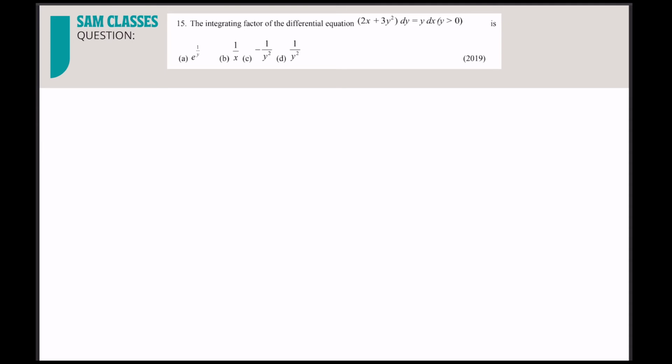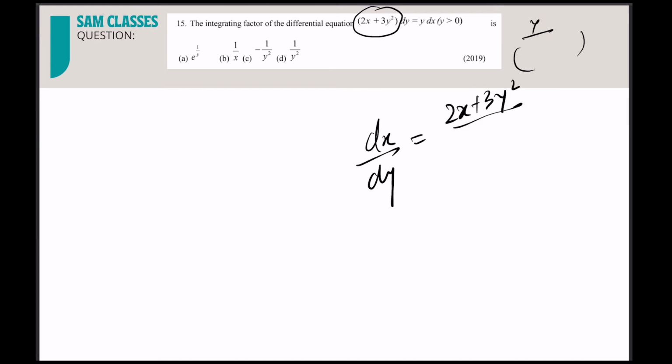The integrating factor of the differential equation. Now this, again, we need to arrange it a bit. Always the big term, we have to bring it on the numerator side. So we need to bring it in the form of dx by dy, because if I do dy by dx, I'll have y by this, so I won't be able to simplify anything. So dx by dy is 2x plus 3y square by y. The moment you are able to write this much, you will understand it is dx by dy minus 2 by y of x is equal to 3y.